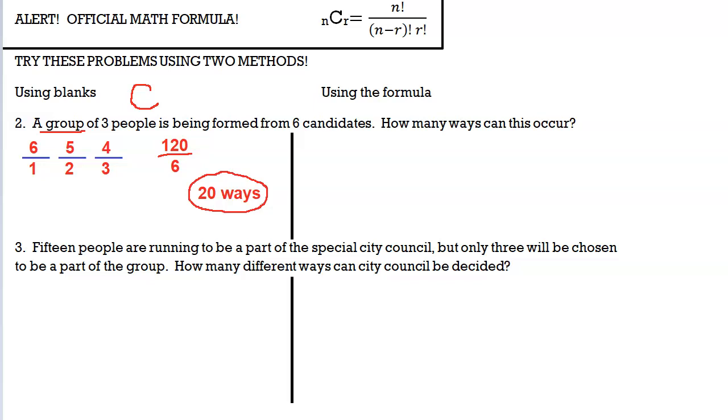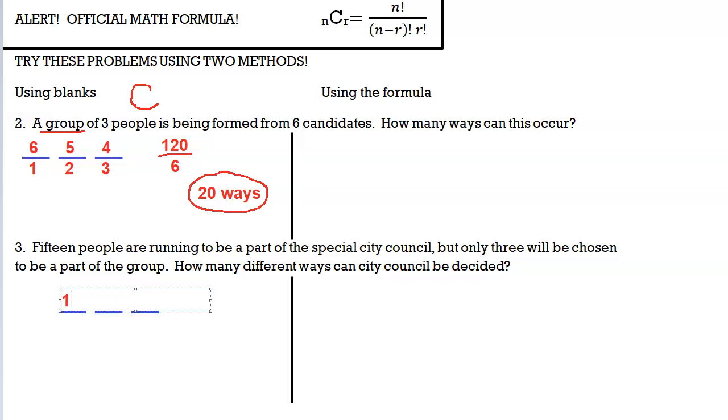15 people are running to be a part of the special city council, but only 3 will be chosen to be a part of the group. How many different ways can the city council be decided? Okay, so we're going to do the same thing. This number is going to be a little bit bigger.